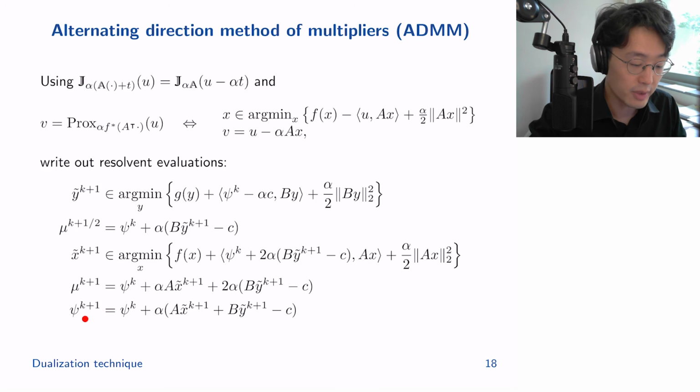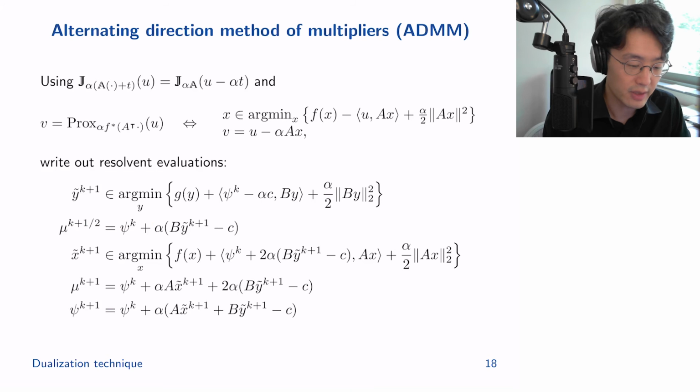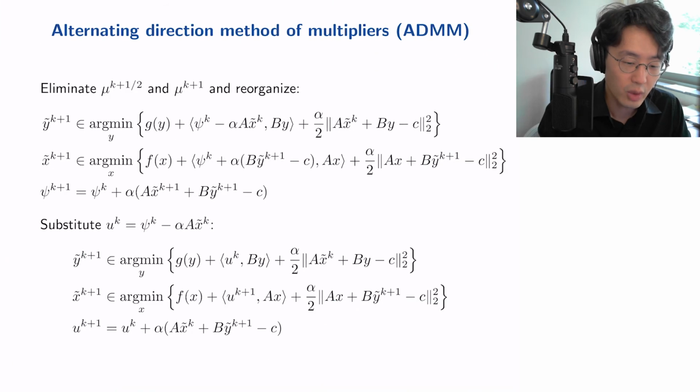Then the psi k plus 1 update was defined as psi k plus mu k plus 1 minus mu k plus 1/2. But instead of having the mu k plus 1 here and the mu k plus 1/2 here, we can just substitute this in, and the result is this update. Now the updates of this iteration no longer explicitly depend on mu k plus 1 and mu k plus 1/2, so these two lines can simply be removed from this 5-line description of the algorithm. That way we get a 3-line description of the algorithm. And then these terms can be collected into a form that more resembles the augmented Lagrangian. So when we do that, we get this 3-line description of the algorithm.